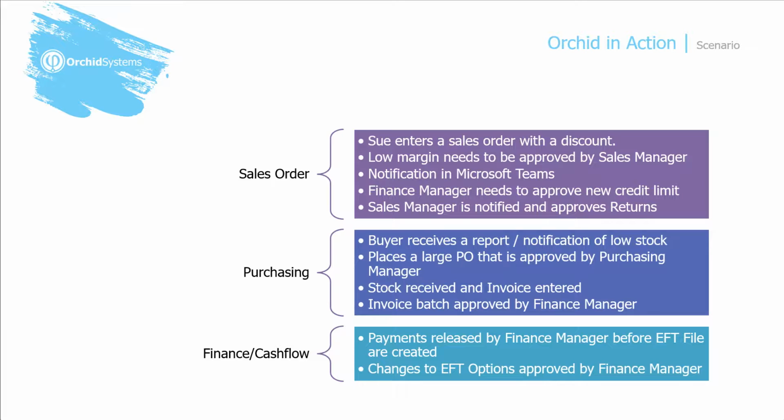They can then place POs, and POs above a certain amount need to be approved by the purchasing manager. Once the stock is received and the invoice entered, the invoices need to be approved by the finance manager, ensuring separation of duty between purchasing and finance. Finally, on the finance and cash flow side of things, before payments are released by the finance manager to create an EFT file, the payment batches need to be approved. And changes to some configuration options, in particular in EFT, also need to be approved by the finance manager.